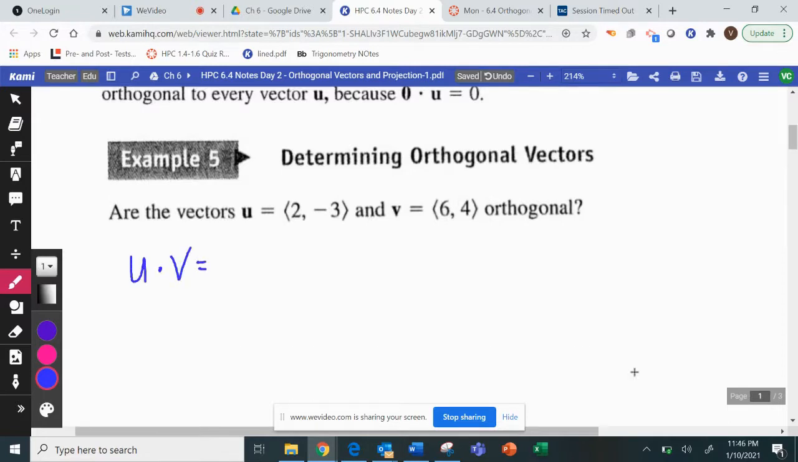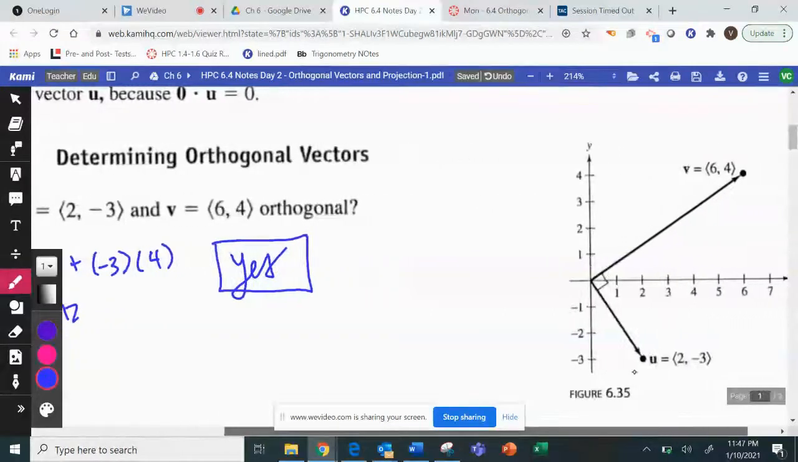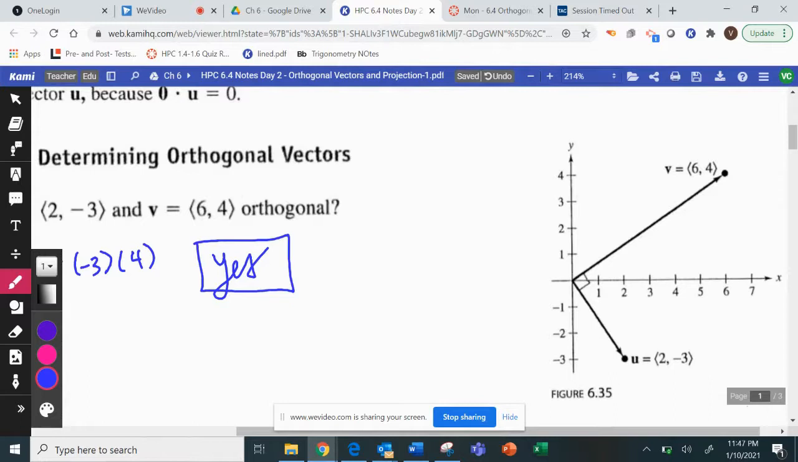So the dot product is just going to take 2 times 6 plus -3 times 4. And that's going to be 12 minus 12, which equals 0. And the formula says if it equals 0, then they are orthogonal. And then over here, I have a picture so you can see the 90-degree angle in there.